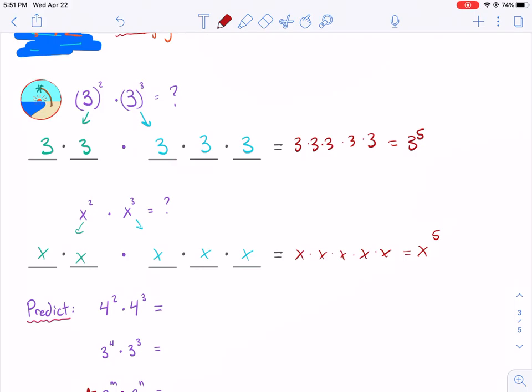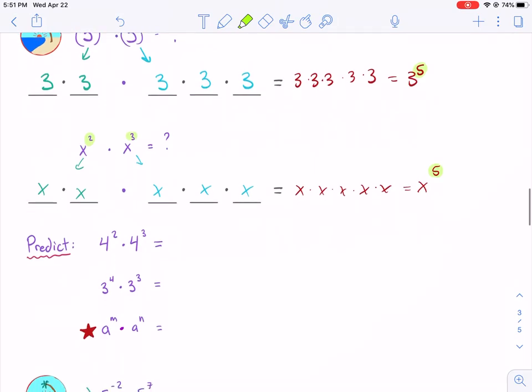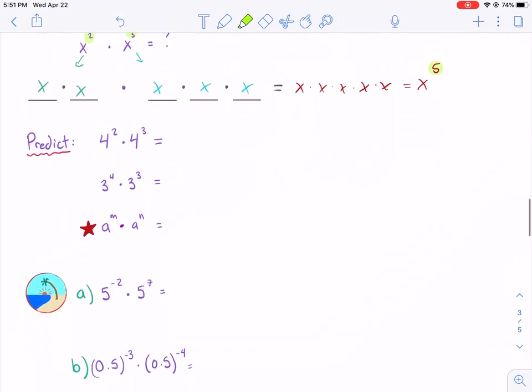Do you see a pattern with the exponents, the bases that we're multiplying, and then the result that we get at the end? I hope you do, because we're about to put it to the test. So the prediction: what is 4 to the second times 4 to the third going to be? Take a look at the exponents. Think about it.